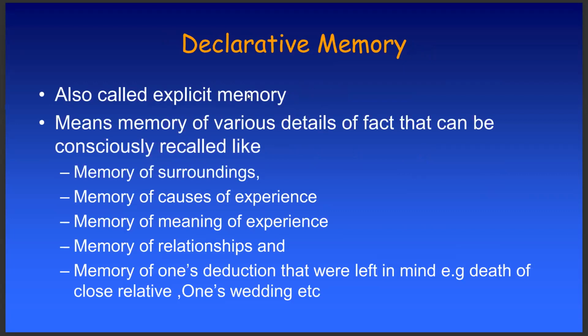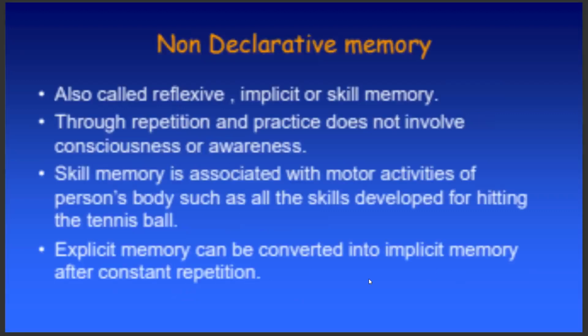Declarative memory is also known as explicit memory, which means the memory of various details of facts that can be consciously recalled, like memory of surroundings, memory of causes of experiences, memory of meaning of experience, memory of relationships, and memory of one's deductions. It means these are all memories of experiences and happenings in the past, which we can recall in the present and in the future. Such memory is called declarative memory, also known as explicit memory.